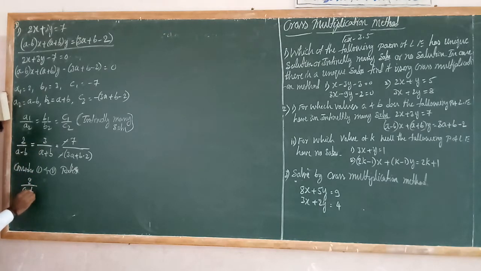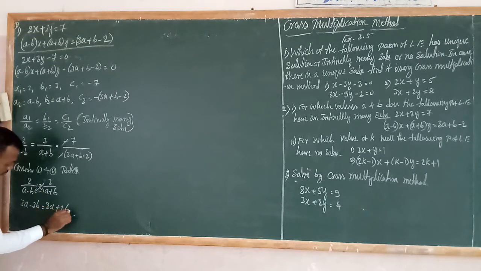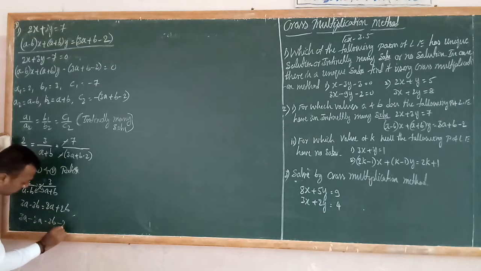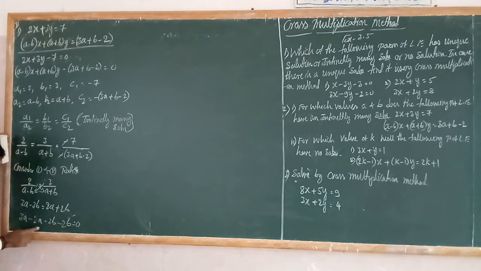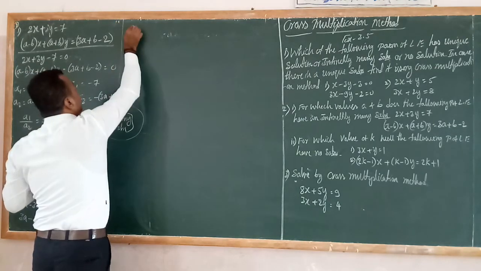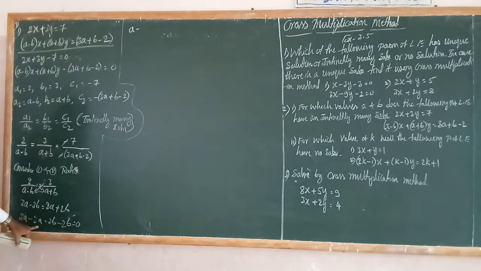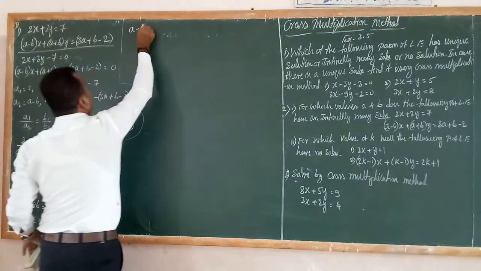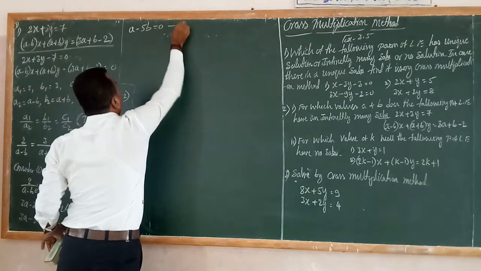2 upon A minus B is equal to 3 upon A plus B. Okay, we have to cross multiply that. So what does it become? 3 into A, 3A minus 3B is equal to 2 into A plus 2B. Now 3A we write here only, minus 2A. Then minus 3B we write here only, so minus 2B is equal to 0. What will happen? 3A minus 2A becomes A. So A minus 3B minus 2B is minus 5B is equal to 0. Call it number 1.